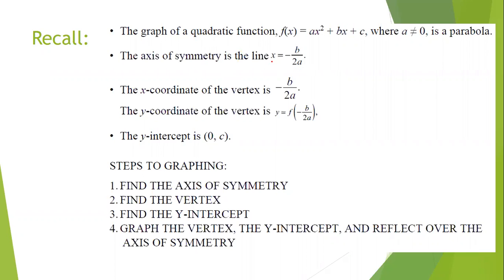To find the axis of symmetry, there is a formula for it. So there's your formula. Remember, the axis of symmetry, when you have a parabola, is the invisible line that divides it into two equal halves. And the equation for that is this guy. On your axis of symmetry, that's where your vertex lies. That's why when you find the axis of symmetry, you're finding the x coordinate of your vertex.